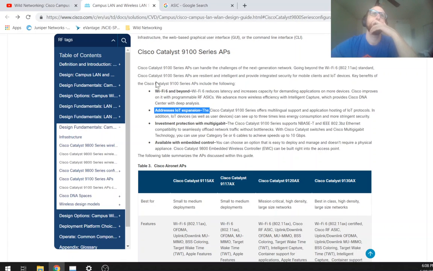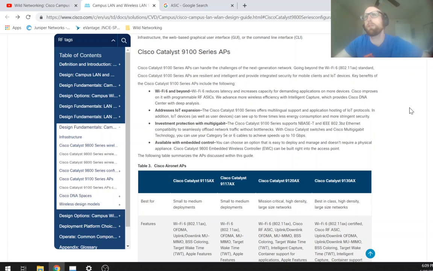Addresses IoT expansion. The Cisco Catalyst 9100 series offers multilingual support and application hosting of IoT protocols. In addition, IoT devices, as well as user devices, can see up to 3 times less energy consumption and more stringent security.